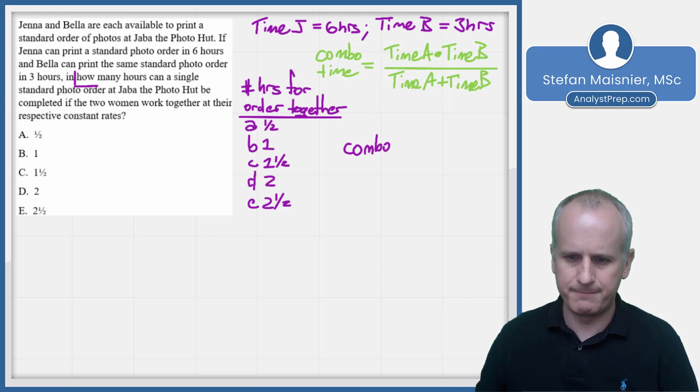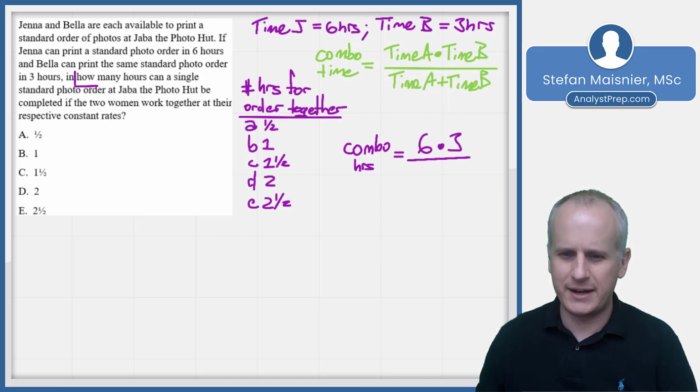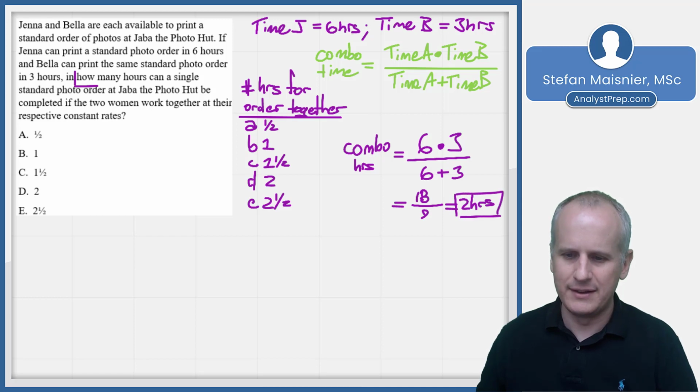So we know that the combo hours is going to be equal to Jenna's time of 6 hours times Bella's time, which is 3 hours, all over the time for A plus the time for B, which is going to be 6 plus 3 hours. So that, of course, is going to be 18 divided by 9, which is 2 hours. And you can see how quickly the combined time formula pays dividends here as we select choice D.